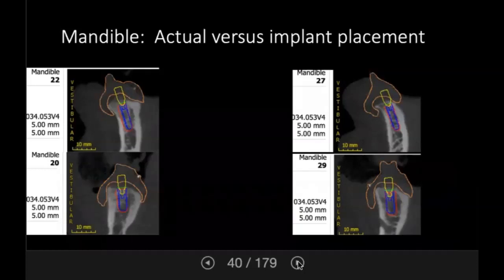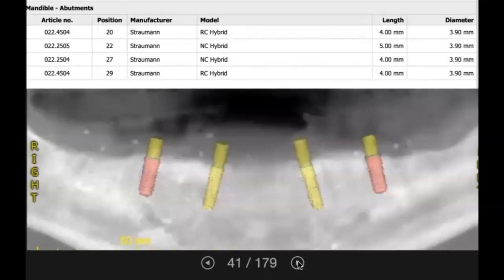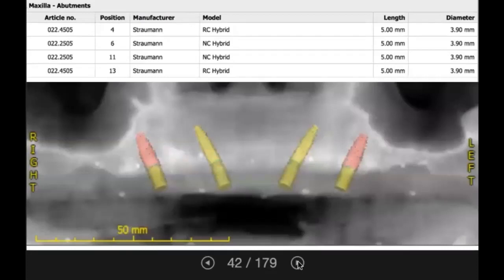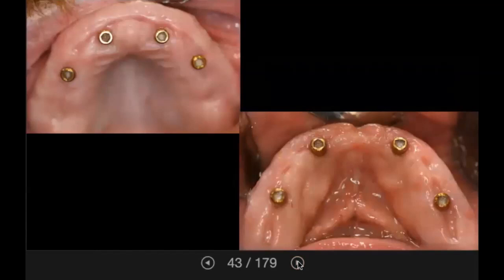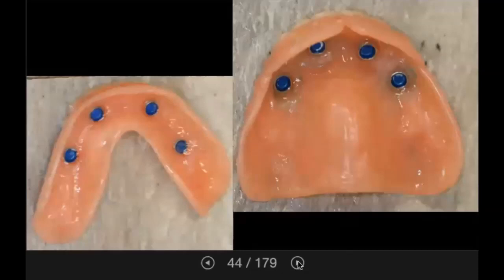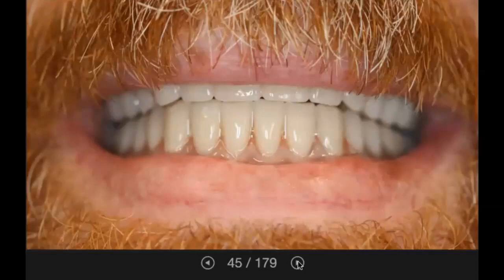Note virtual locator attachment placement on the mandibular implants. Based on the workup, the size and height of the mandibular and maxillary locators is determined. Final maxillary and mandibular locator abutments in place. Maxillary and mandibular dentures with locator housings and locator retention rings in place. Final happy patient with a locator-supported removable maxillary and mandibular prosthesis in place.